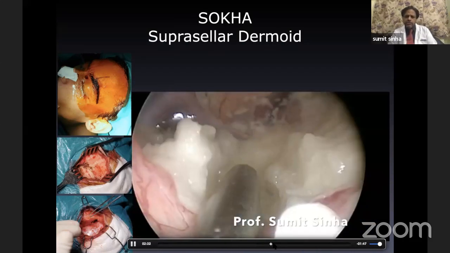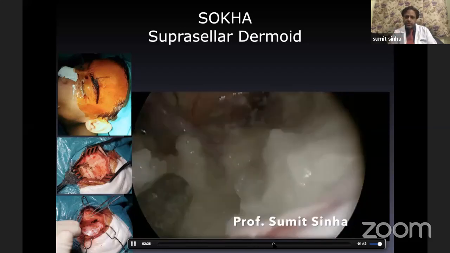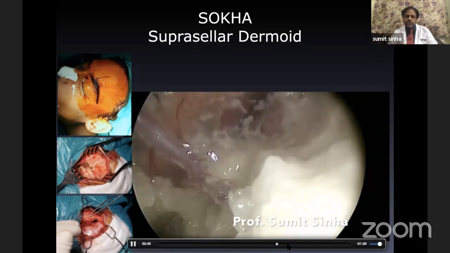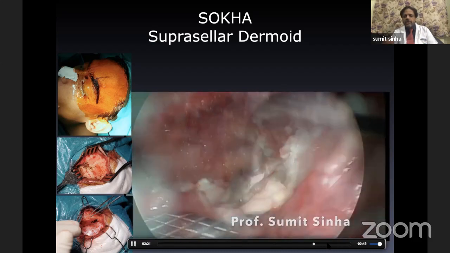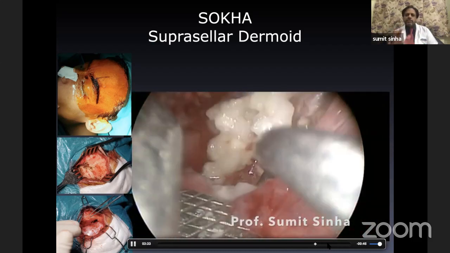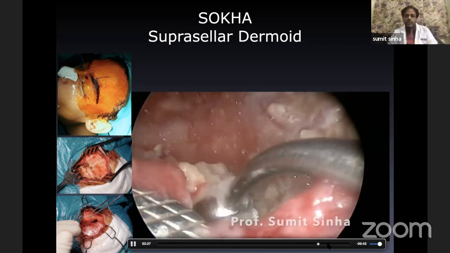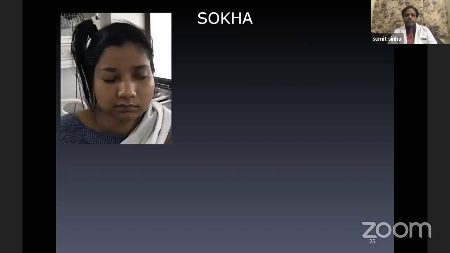Now, when you take out the tumor, you take your endoscope inside, a 30-degree or a 0-degree scope, and then you find more tumor there, and you can take out the tumor under endoscopic vision. So at the end of the surgery, you are left with very little residual tumor with the combined vision of the endoscope and the microscope. This is the beauty of this technique, the combined microscopic and endoscopic approach.